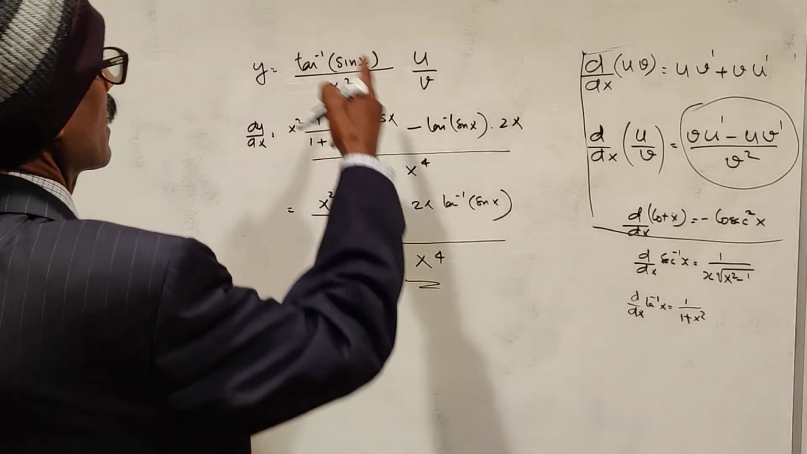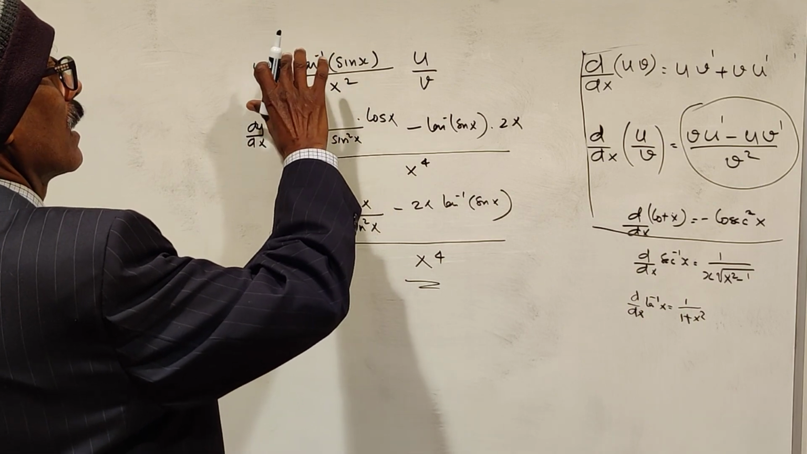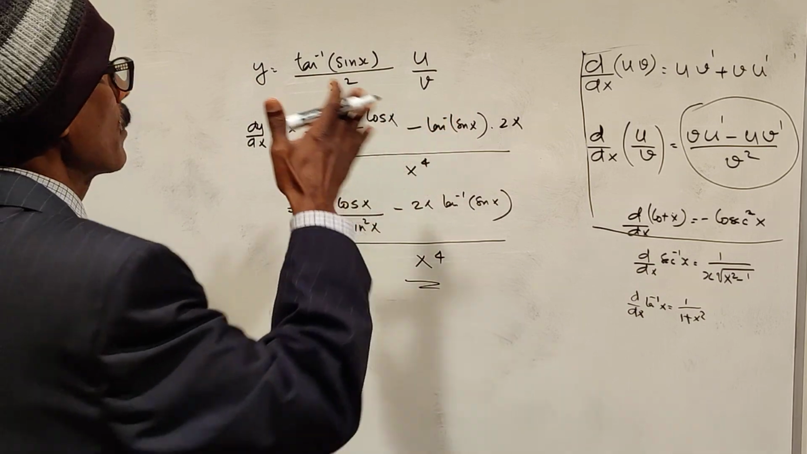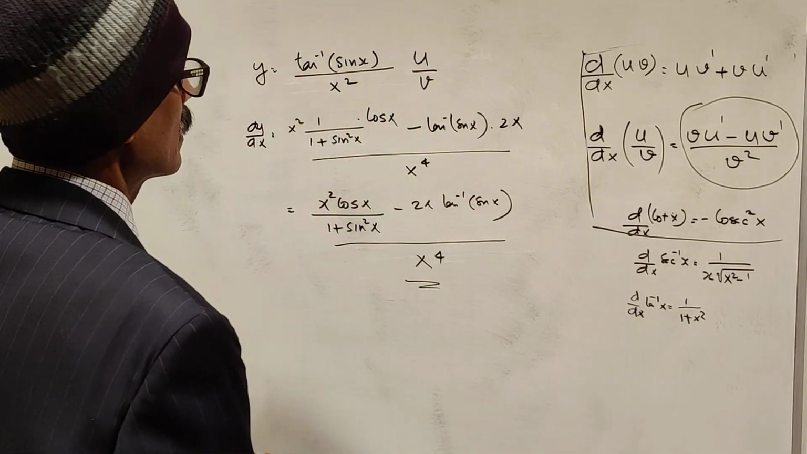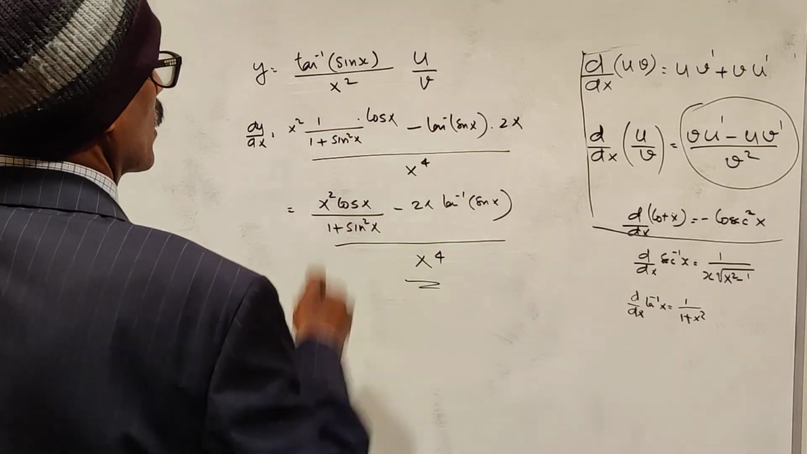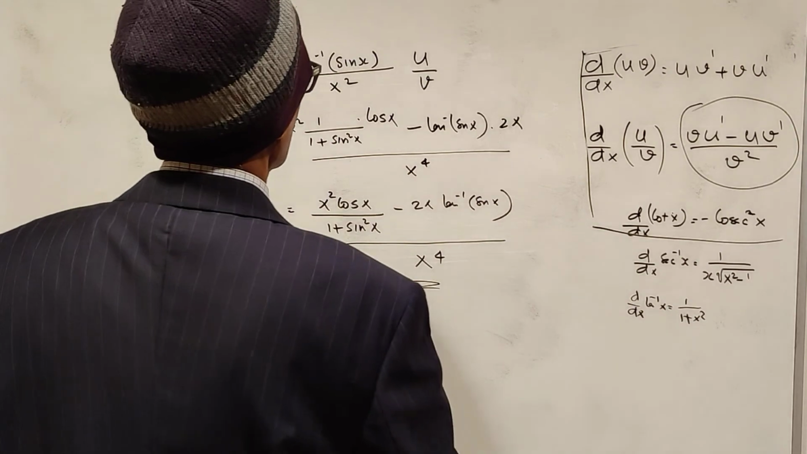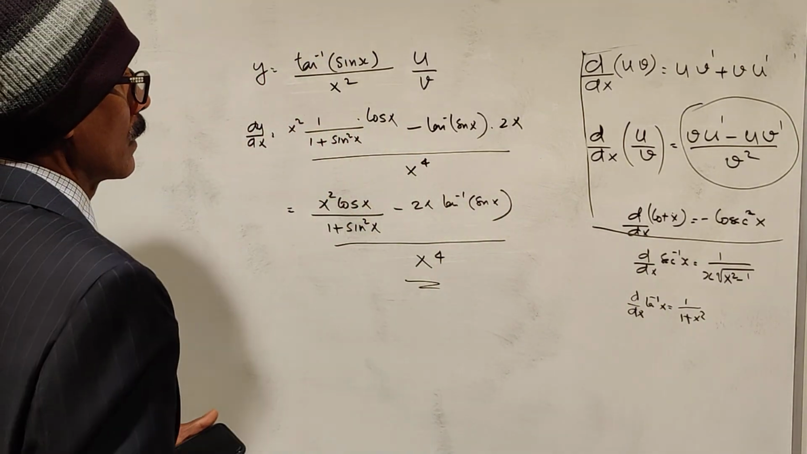Okay. Here there are two functions, division of two functions. The numerator is a trigonometry function. Denominator is an algebraic function. So just apply the formula, quotient rule. Then you get the answer. Here, for the derivative of the numerator, we use the chain rule.